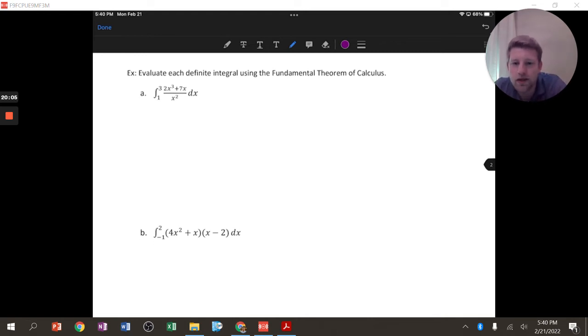All right, we're going to take a look at applying again the fundamental theorem of calculus, but this time now that we know our antiderivatives, or at least enough antiderivative rules to consider these, we can tackle these through the whole problem. So let's take a look at part A.